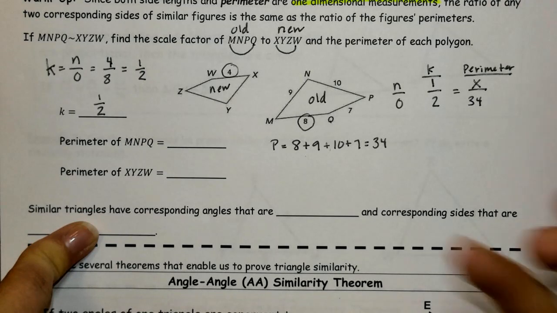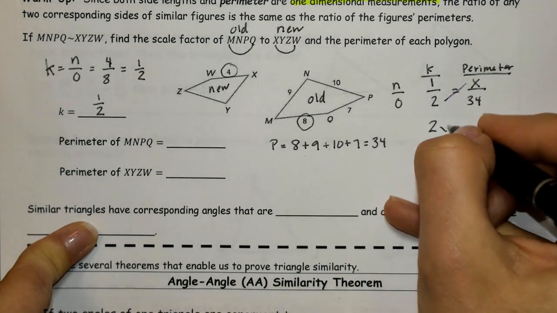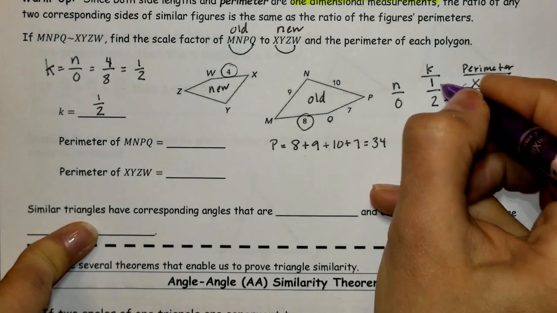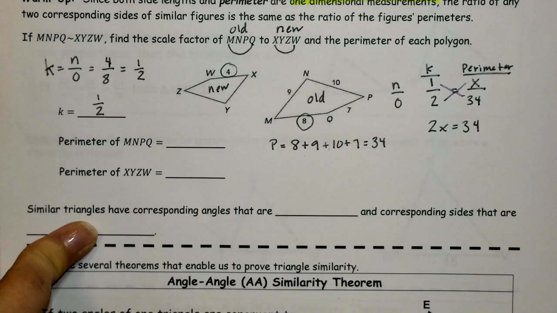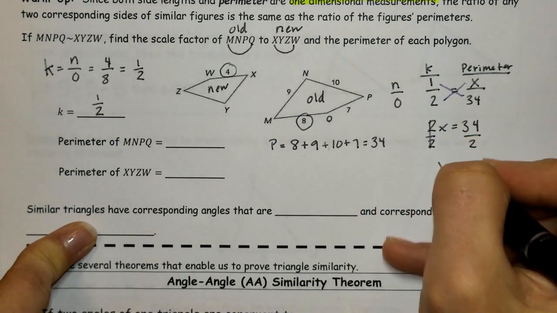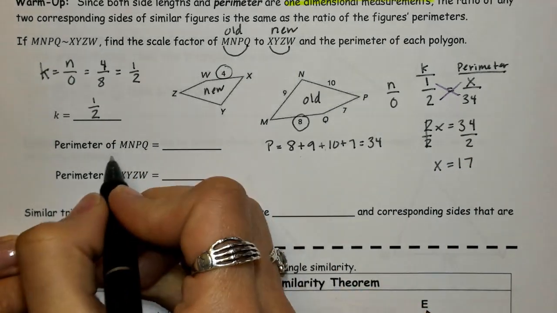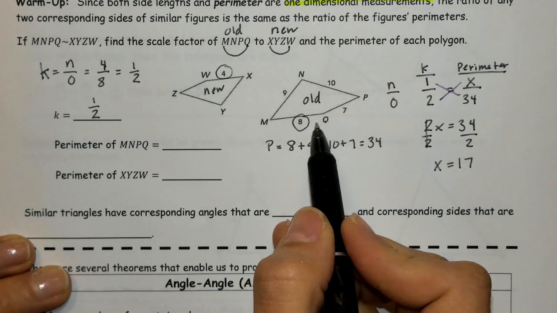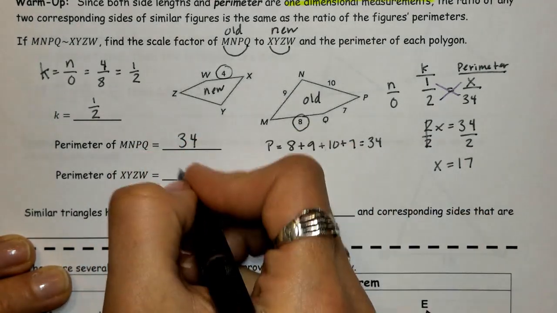So all we need to do here is do our cross multiplication. We end up with 2 times X equals 1 times 34, which is 34. And then all we do is divide by 2 to solve for X, and we find out this is going to be 17. So right here we have the perimeter of MNPQ was 34, and we found our new perimeter of 17.